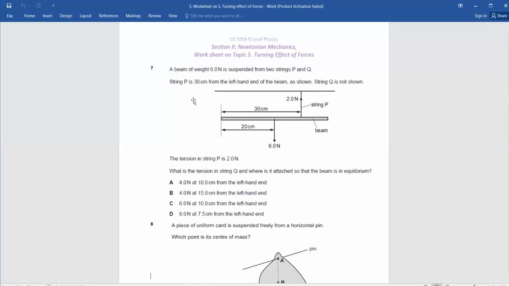Yes. And that's why the string, they are saying string P is 30 centimeter from the left hand end of the beam as shown. String Q is not shown. So the string Q should have 4 Newton upwards. We will find it from the other condition, that is principle of moments. Anti-clockwise and clockwise moments should be equal. But that is 4 Newton. It's clear, right? Yes. It should be 4 Newton upwards. So we will now try to find where it should be.